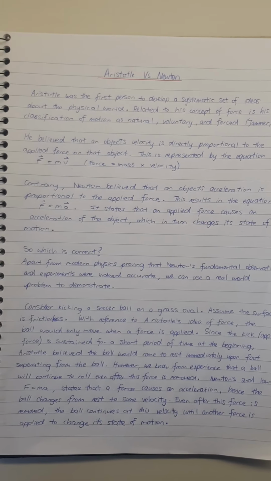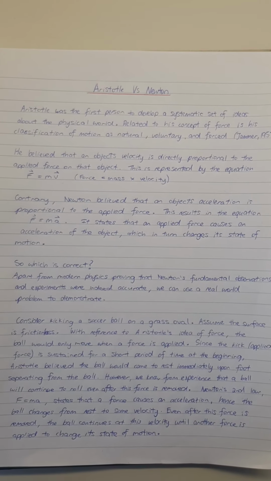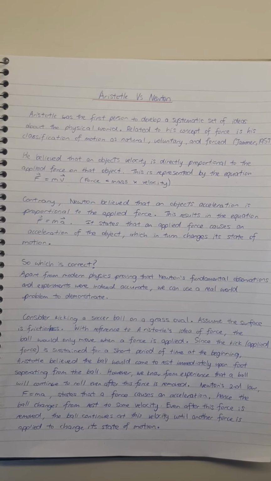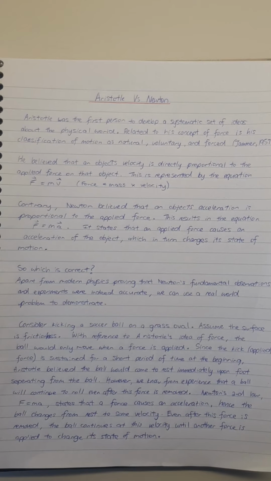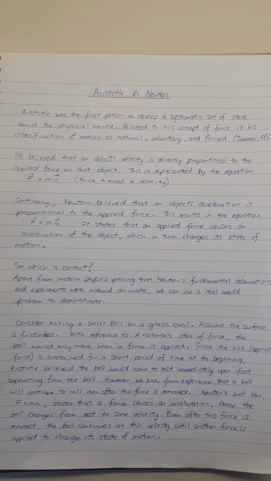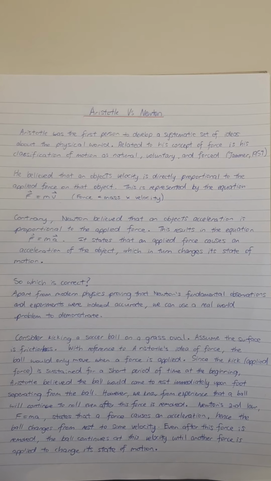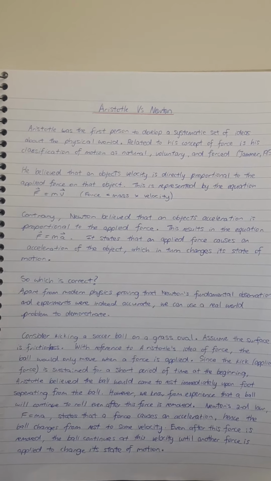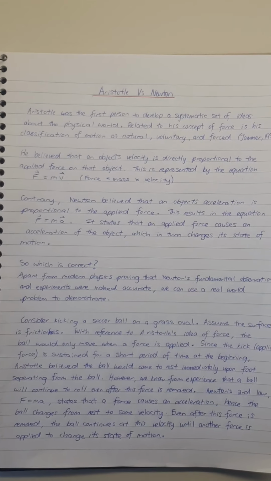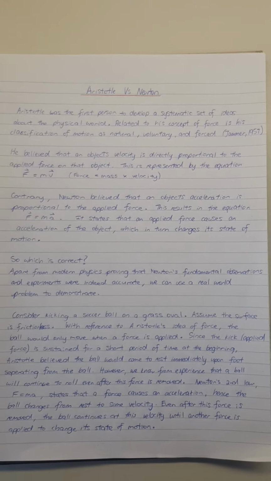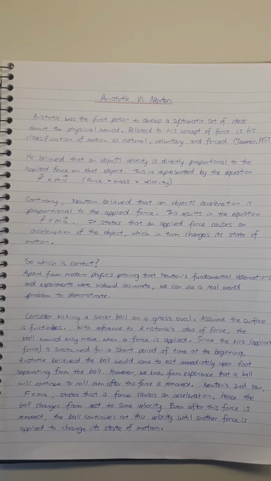You can't actually determine. So which is correct? Which one of these ideas? Apart from modern physics proving that Newton's fundamental observations and experiments were indeed accurate, we can use a real-world problem to demonstrate. Consider kicking a soccer ball on a grass oval. Assume that the surface is frictionless.